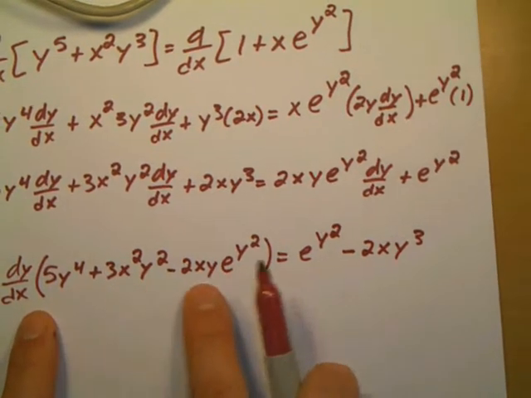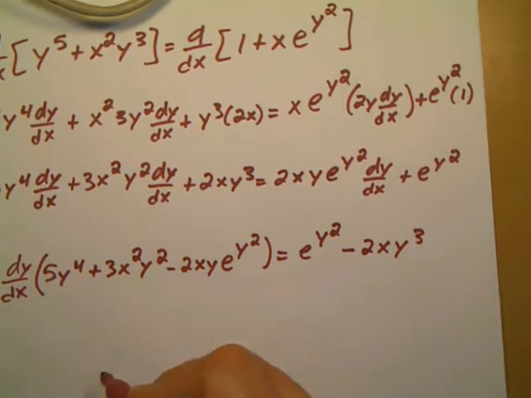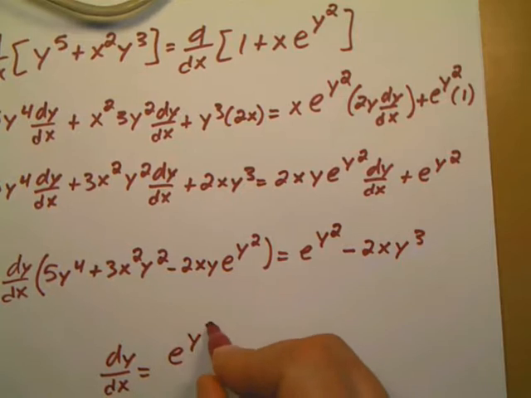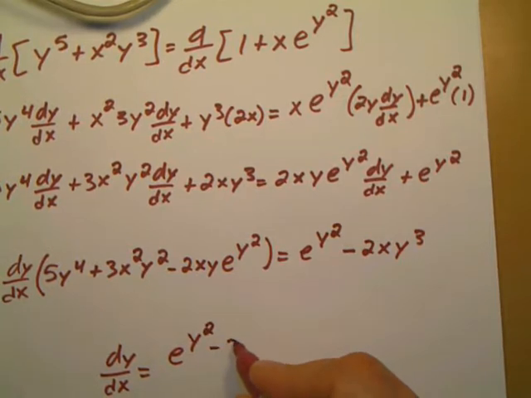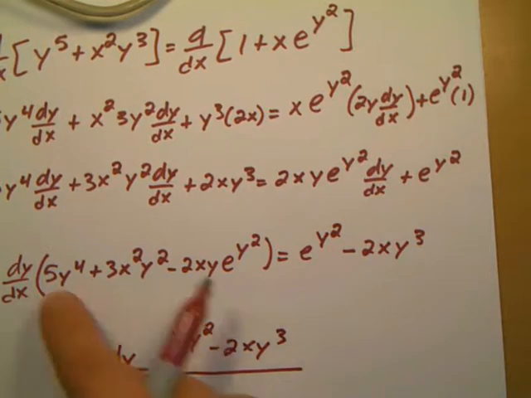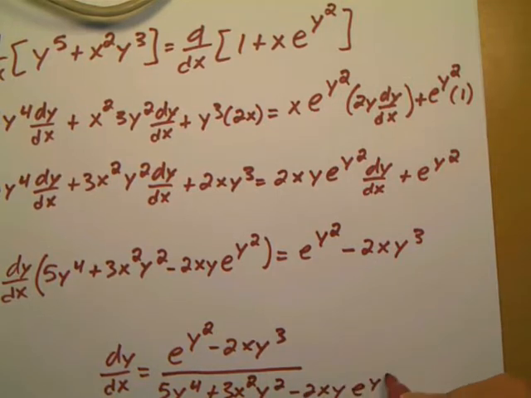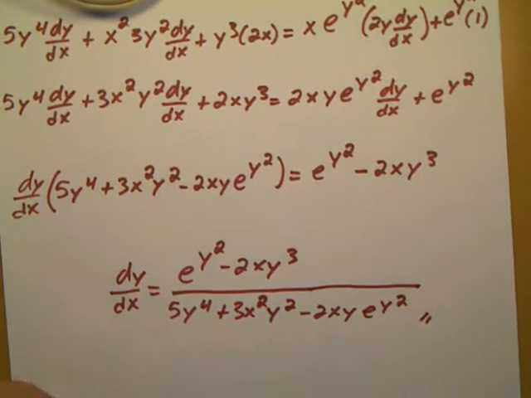And then the last piece is just take all of this and divide it over. So my answer, dy/dx, is equal to e to the y squared minus 2xy to the 3rd, all over this expression: 5y to the 4th plus 3x squared y squared minus 2xy e to the y squared. And I have to extend my fraction bar, and that is my derivative answer. Alright.